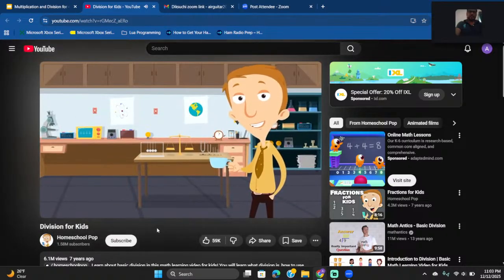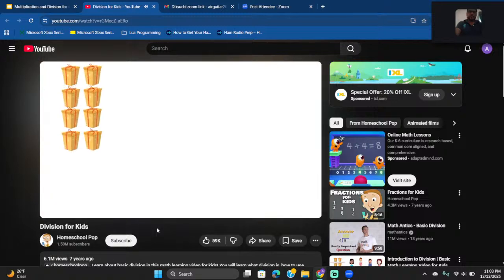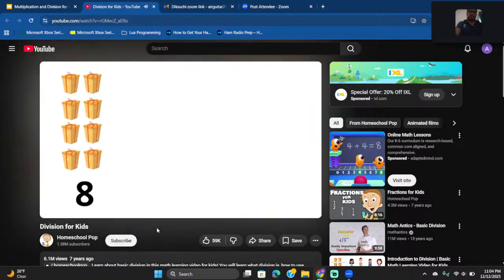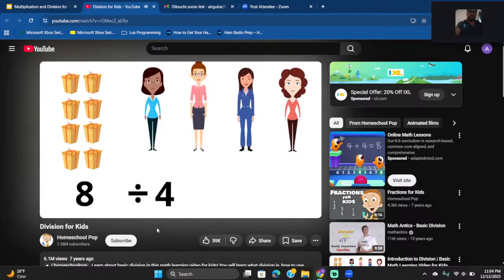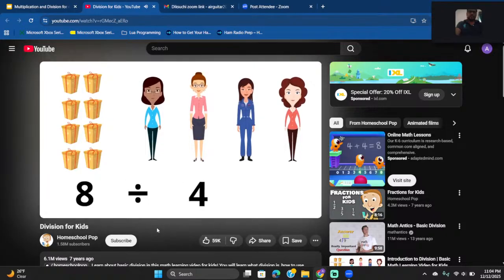Let's try another example of division. Let's say there are 8 presents. 8 presents, and there are 4 women, and we want each of the women to get the same amount of presents as the other women because we want it to be fair.